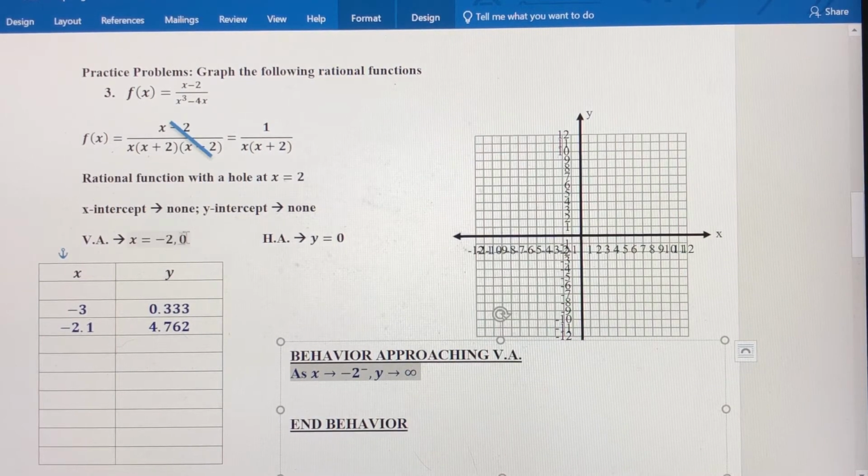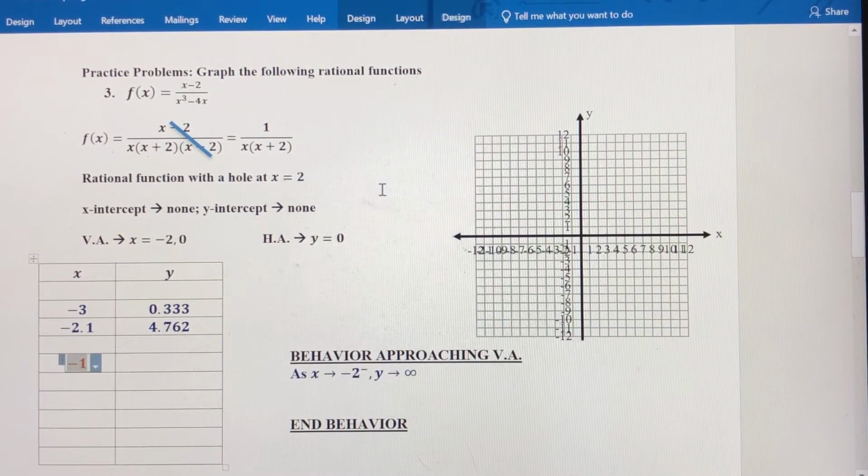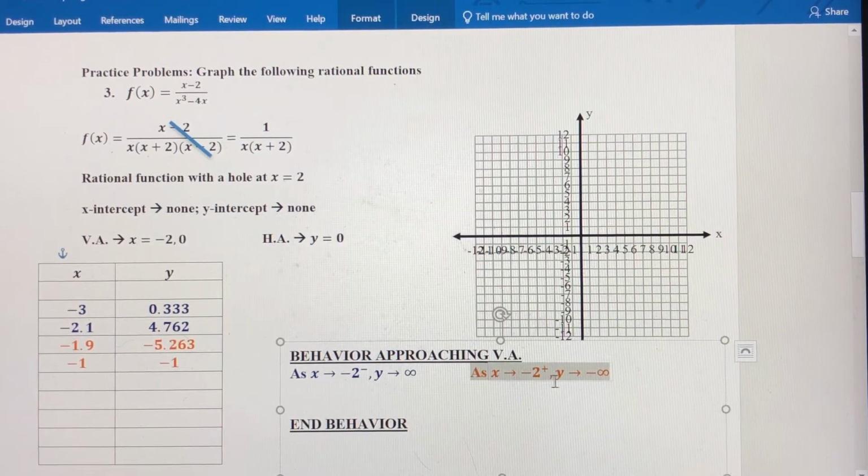Now we want to come at negative 2 from the right side, so I'm going to plug in negative 1, which gives me negative 1. And then I'm going to plug in negative 1.9. I want to get right up next to negative 2 coming from the right. So negative 1.9, plug that in, and when I evaluate all that, I get negative 5.263. As we're approaching negative 2 from the right, my values are negative and their magnitude is growing. So we say as we approach negative 2 from the right, y will approach negative infinity.